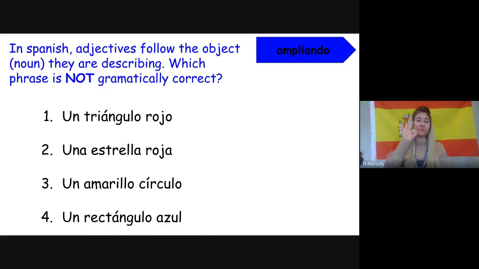Well done if you thought it was número tres. It should be un círculo amarillo. Okay, so here we've got the word order incorrect. We should say the noun first, el círculo, and then the colour, amarillo.